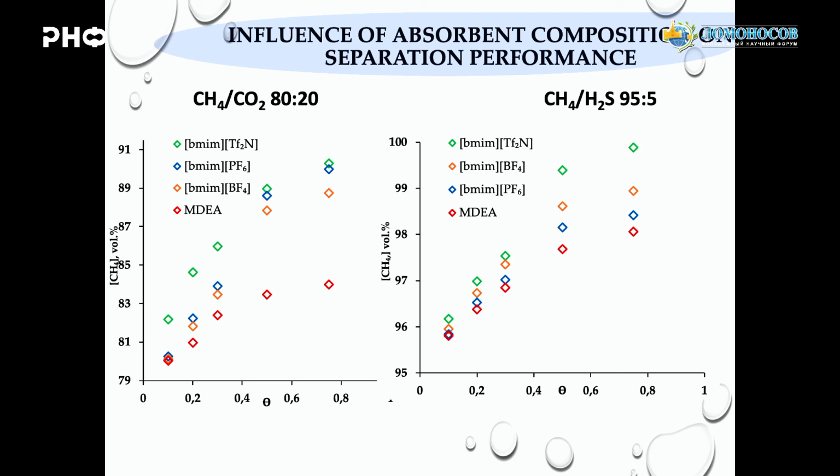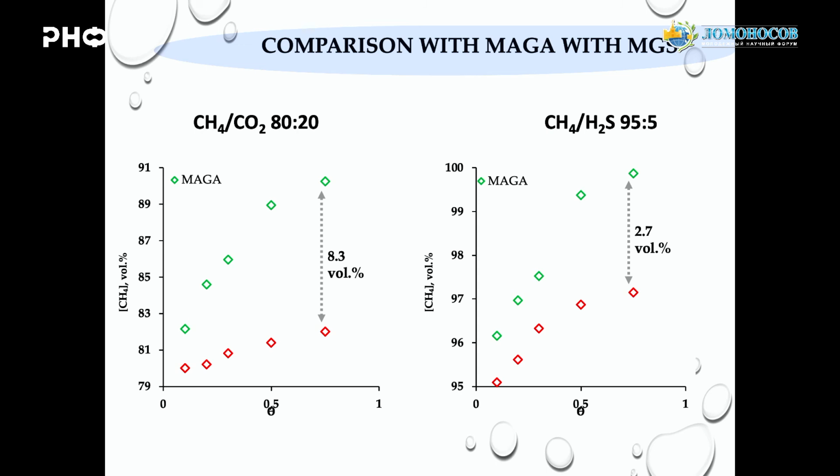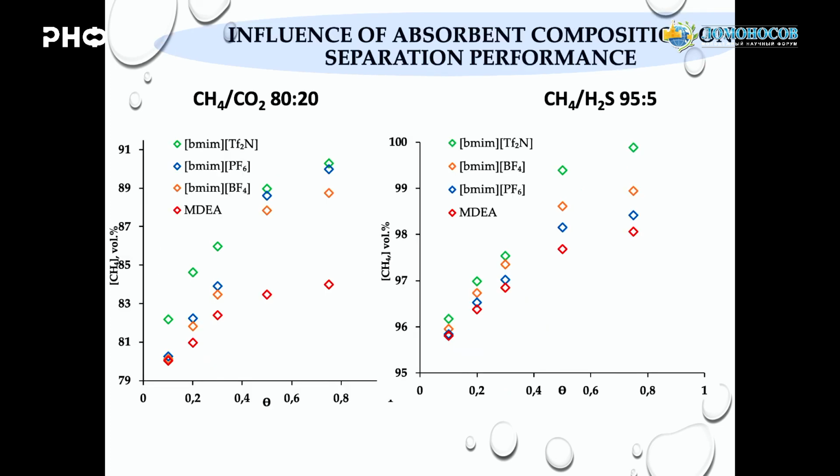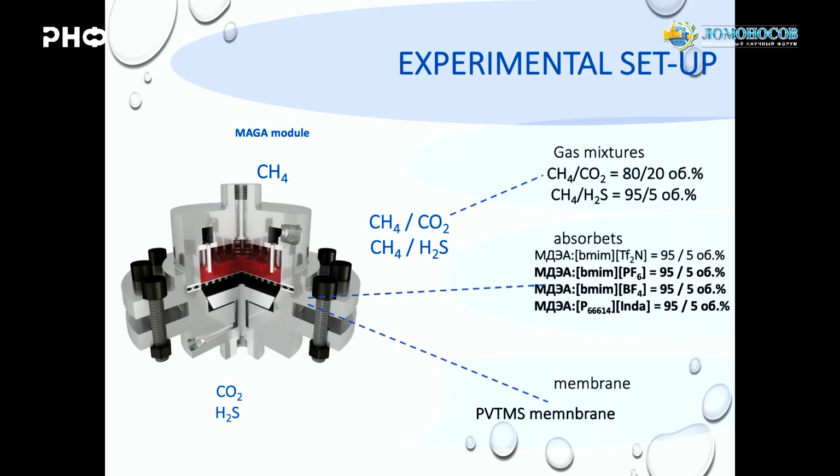We can see a better result for these integrated processes with absorption and membrane separation. For example, if I come back a few slides, if you compare with the traditional absorption-desorption processes, you have two columns. In the first column you absorb the CO2, and the second column has to be heated up, and then you desorb. In our case, we have only one mass exchange apparatus.